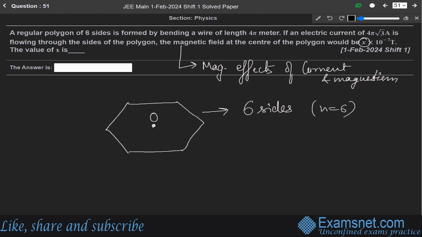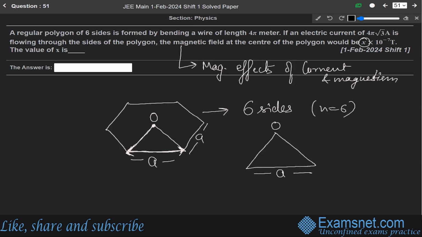Let us say this is point O, the center of this polygon. If we find the magnetic field due to any one side and multiply it by 6, we can get the magnetic field due to the whole polygon. Let us say we will find the magnetic field due to this side. Now let us draw this side, this is point O, this is side A. Let us say the polygon has a side A.